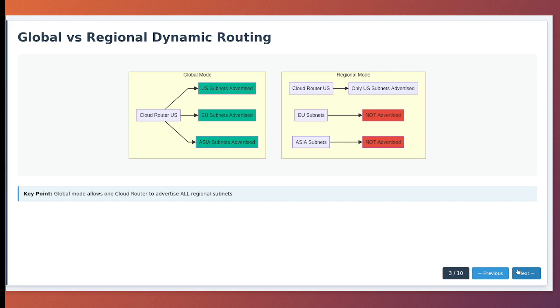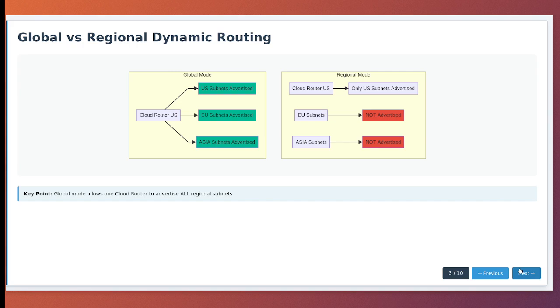The key advantage of global mode for our scenario is that we only need 1 cloud router, not multiple routers in each region. This reduces complexity and cost. Remember, we're a small firm looking for a cost-effective solution. Multiple cloud routers mean multiple configurations, multiple BGP sessions, and potentially multiple VPN connections.